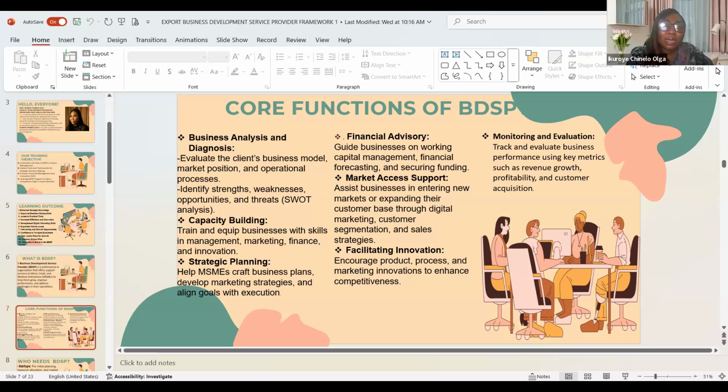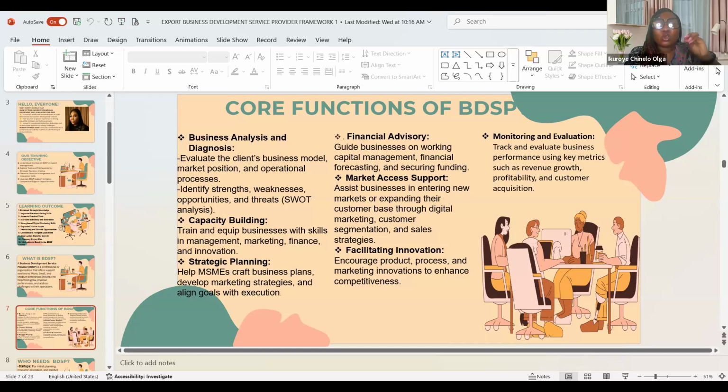That is what the business analysis and diagnosis does. It evaluates the client's business model, what your market position is, the operational processes. He knows this, you're strong in this, you're weak in this, you have opportunities here, you have threats here. That is what the function of BDSP does.